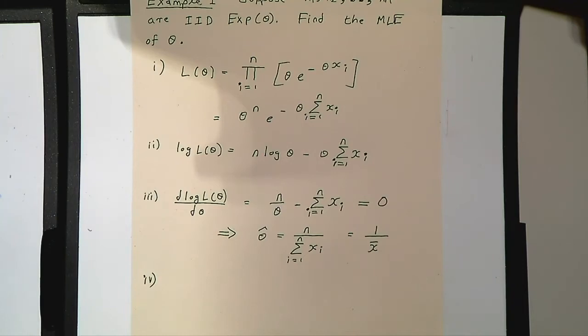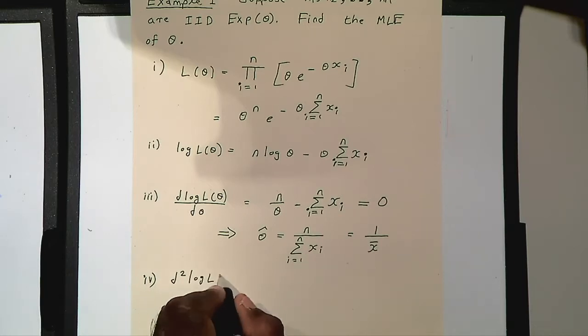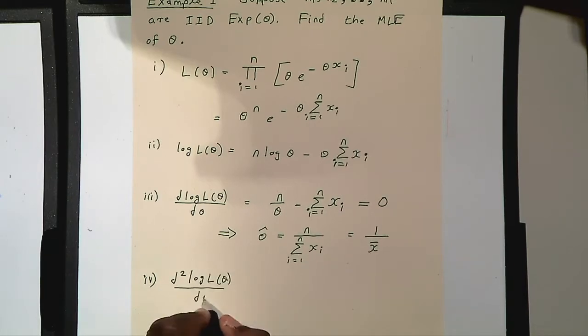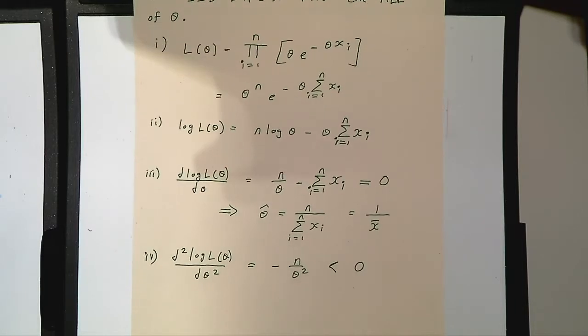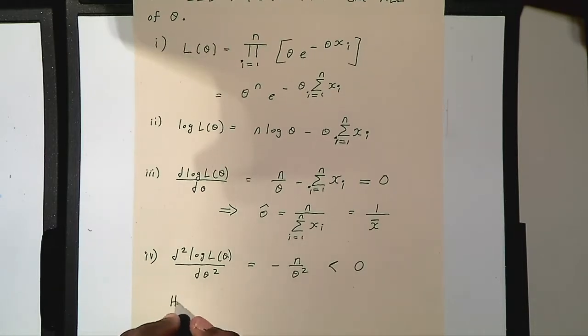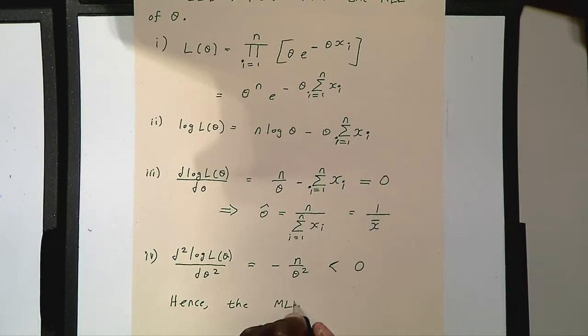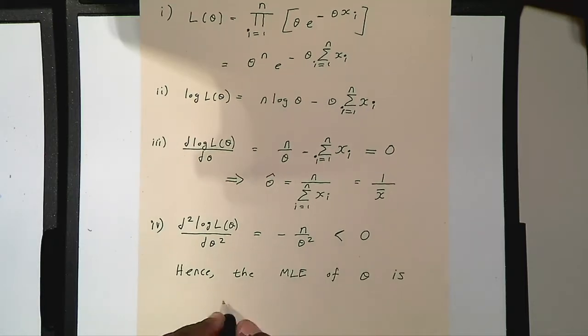And step number 4 is to take the second order derivative, right, which is the derivative of this term here, which is minus n over theta squared, which is negative, right? So we are done. So the conclusion is the following. Hence, are you guys with me or not?